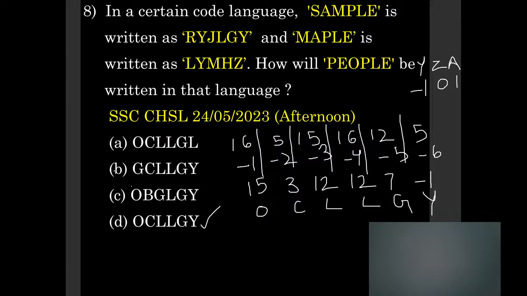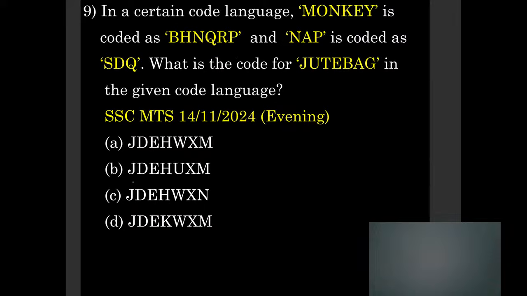Okay, let us go to the next one. Ninth question. For this also, first you should write the numbers. Monkey is coded as BHN QRP. NAP is coded as SDQ.